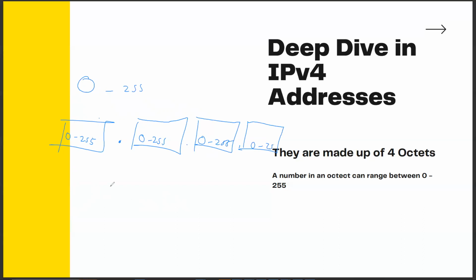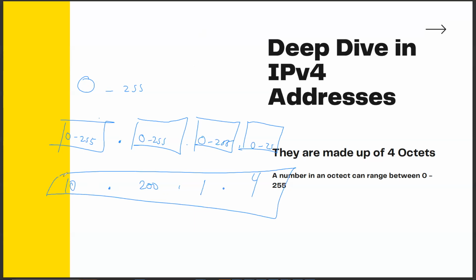If I pick any random number from this range, I'll say maybe 10, and I pick any number from this range, maybe 200, I pick any number from this range, I'll say 1, and I pick any number from this range, maybe 4. So clearly, this is an IPv4 address. It has four numbers, and between two numbers there is a dot. If we look closely, we realize that each number can be only between 0 and 255. And this is where the 8 bits concept comes in, and we're going to explain what the 8 bits mean.